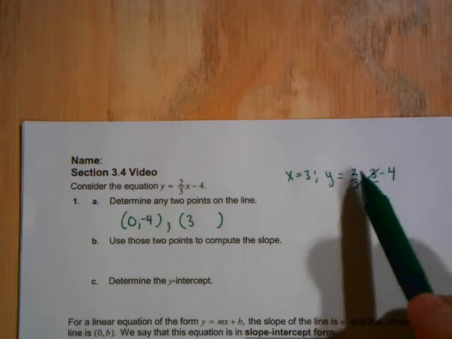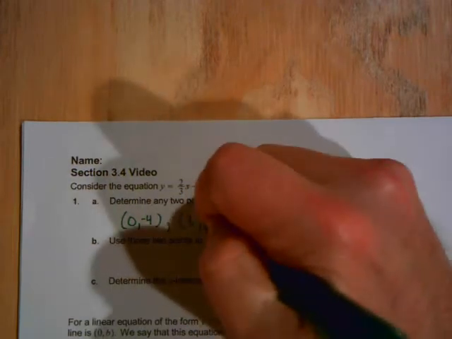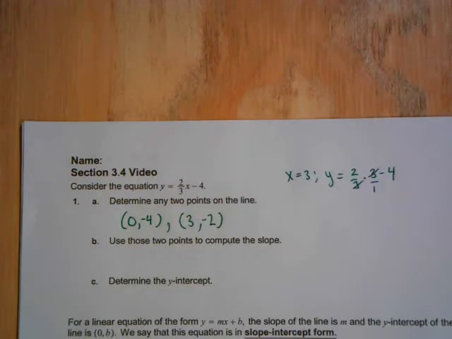In other words, I picked the number 3 because 3 reduced and made my fraction go away. I'm left with 2 minus 4. 2 minus 4 is negative 2. That gives me 2 points on the line. Now it asks me to use those 2 points to compute the slope.